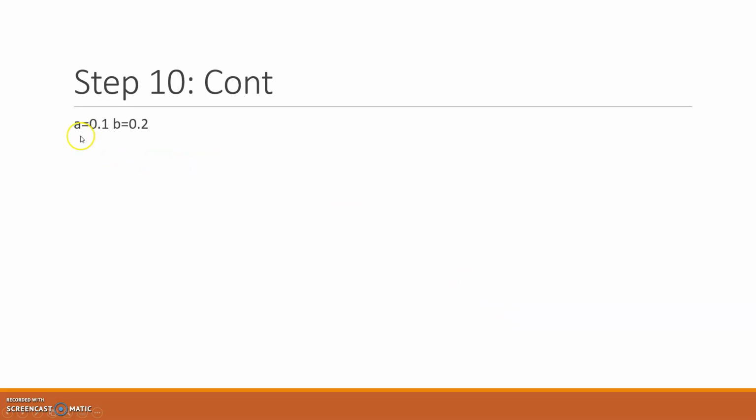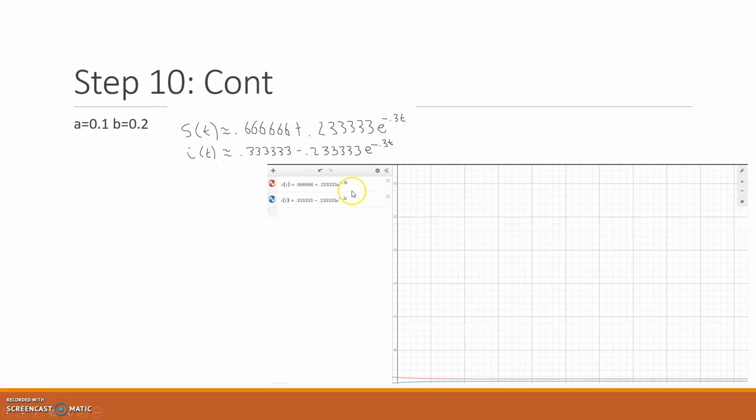And then if you do the exact same thing we did in the last step, where you plug in the respective A and B values, and then you plug in the initial conditions of 0.9 and 0.1, and then you solve for the K1 and K2, these are the equations you'd get. And then when you graph those on Desmos, you can see S of t approaches 0.667, and I of t approaches 0.333.